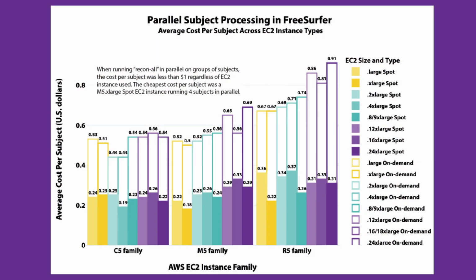And here you can see the cost per subject when recon-all is run in parallel. The cost per subject was less than $1 regardless of the instance used. The cheapest instance was the M5.xlarge Spot instance at 18 cents a subject. However, as a family, the C5 family was less expensive than the M5 or R5 families at about 50 cents a subject for on-demand and 20 to 25 cents a subject for Spot.